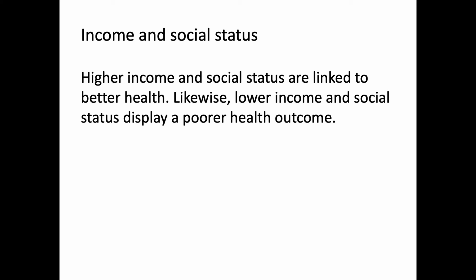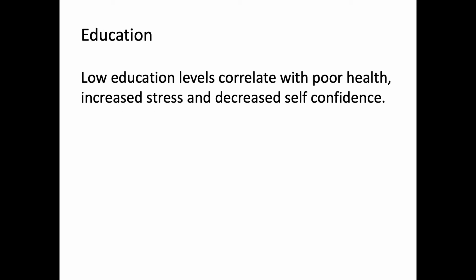Income and social status. Higher income and social status are linked to better health. Likewise, lower income and social status display poorer health outcomes. Education. Low education levels correlate with poor health, increased stress, and decreased self-confidence.